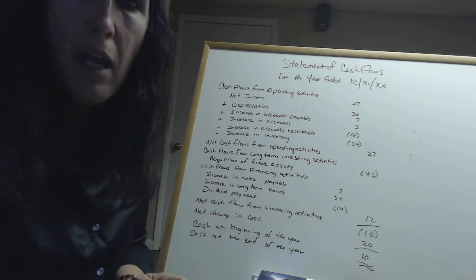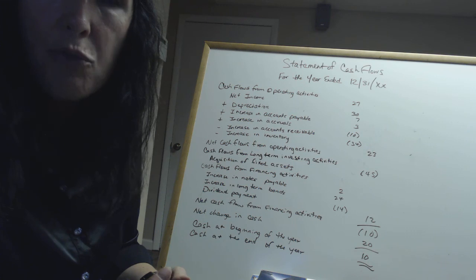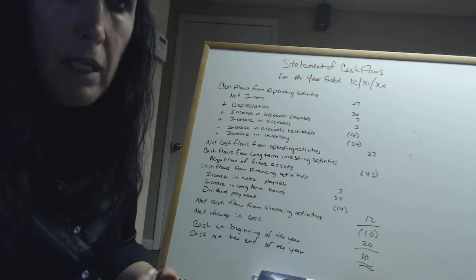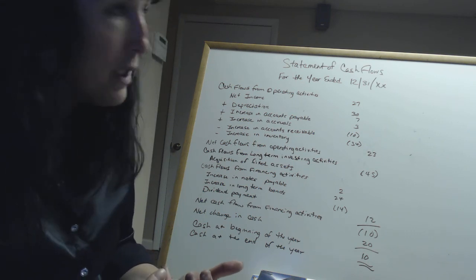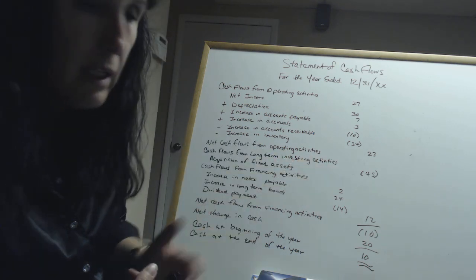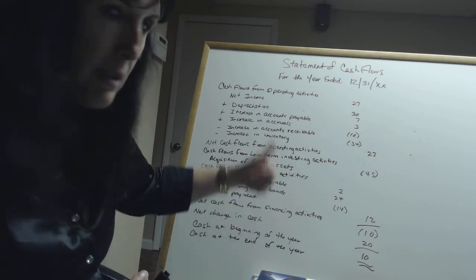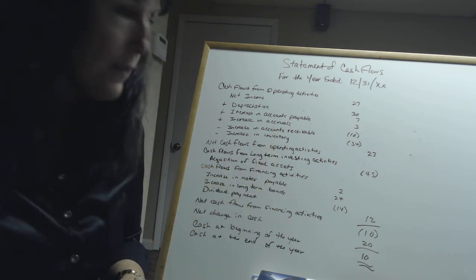We have an increase in notes payable, so we must have borrowed some money. So that's important for financial statement users to know that the company borrowed money during the period. So you have to think, okay, what did we do with it? Well, we did buy some fixed assets, so that's probably one thing that we did with the monies. Also, we had an increase in long-term bonds. So that's a source of cash.